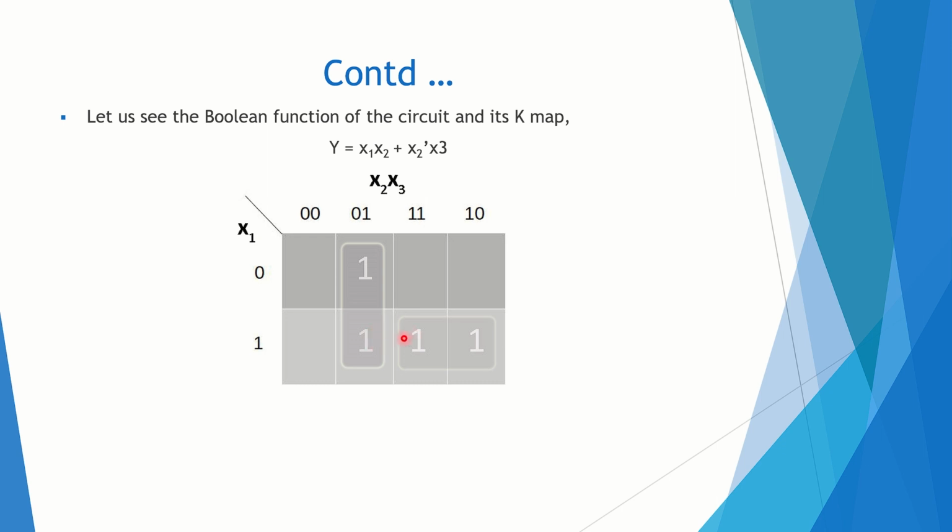So the technique used to remove this hazard is to group this redundant implicant. That is, we should add an extra AND gate combining these two 1s. Okay. So let us see that. So we are combining these and we are providing an extra AND gate. The implicant for this one is x1 x3. Therefore, for hazard free operation, this is x1 x2 plus x2 bar x3 plus x1 x3.